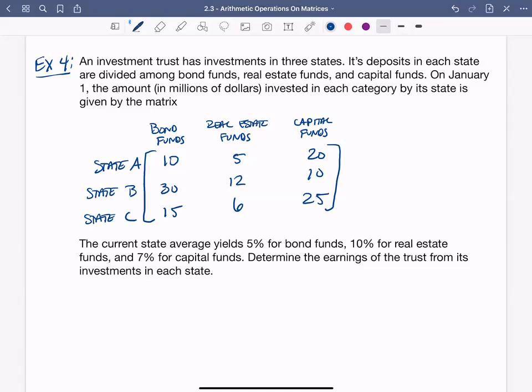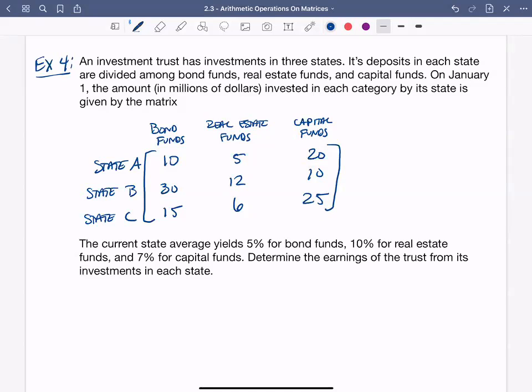There's how much they've deposited in bond funds, real estate funds, and capital funds. Then it says the current state average yields 5% for bond funds, 10% for real estate funds, and 7% for capital funds. Determine the earnings of the trust from its investments in each state.